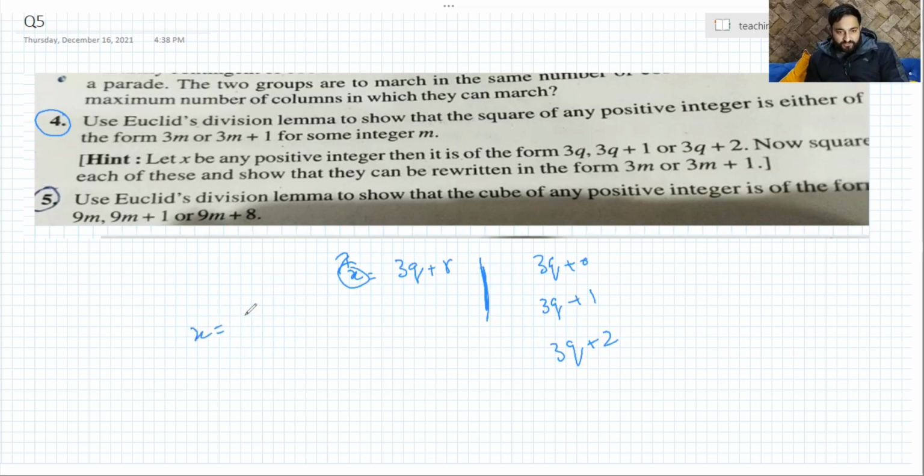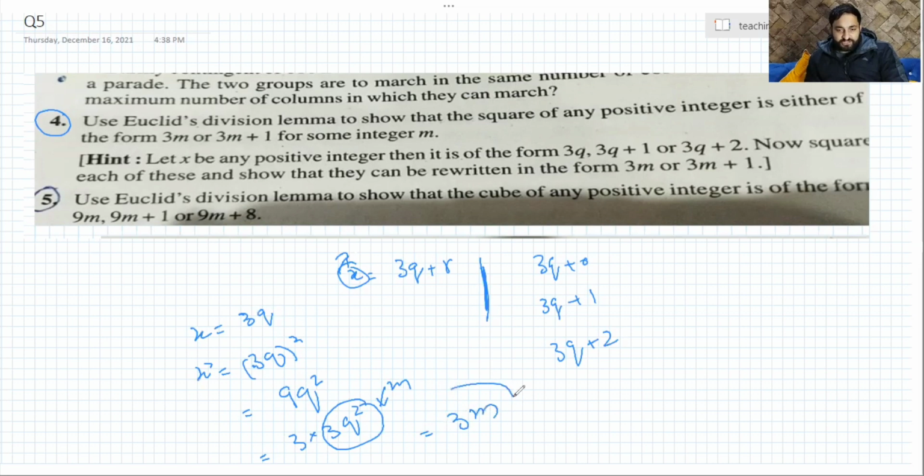Okay, x is equal to 3q. X square equals 3q square equals 9q square. Can this be represented as 3 into 3q square? Can you represent this term as m? So its square can also be represented as 3m. Okay, is this what we had to prove?